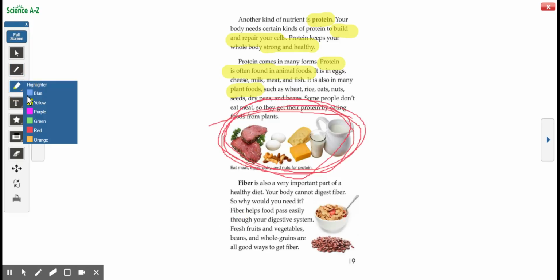All right, fiber. Fiber is important. Fiber helps your digestive system work right. Without it, that's when you get those stomach aches. Your digestive system just doesn't work correctly in that case. So, you need fresh fruits and vegetables, beans, and whole grains to get fiber in your diet.